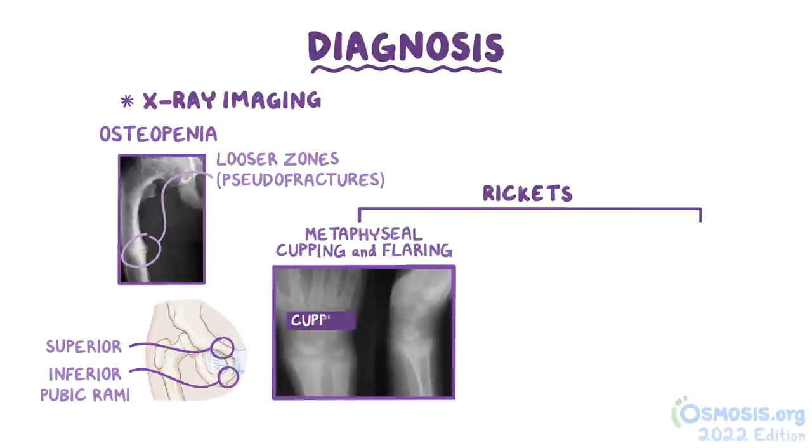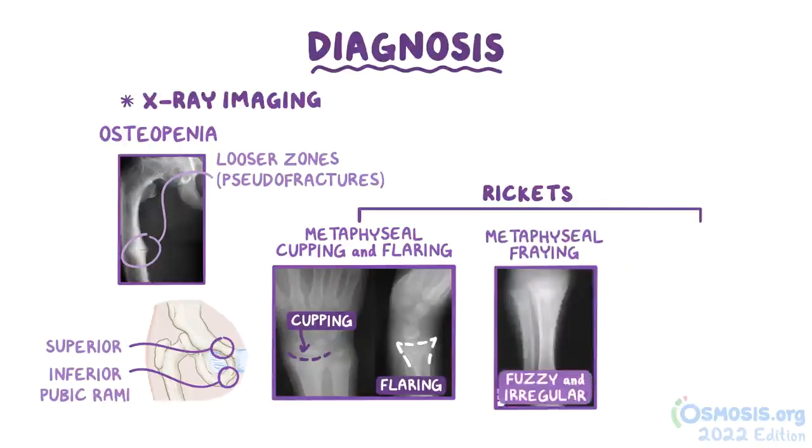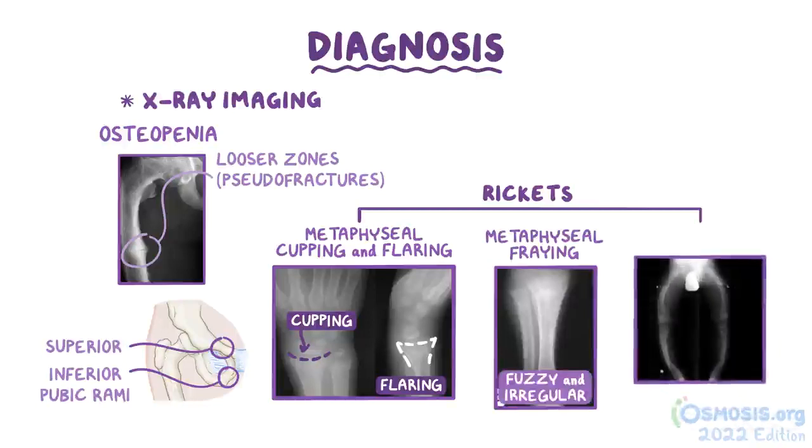With metaphyseal cupping, the edges of the metaphysis widen laterally, like flared jeans, and the metaphysis itself drops inwards towards the diaphysis, which makes it look a bit like a cup. Another X-ray finding in rickets is metaphyseal fraying. Instead of the metaphyseal surface appearing smooth, it appears fuzzy and irregular. Finally, another X-ray finding with rickets may be bowing of the legs.